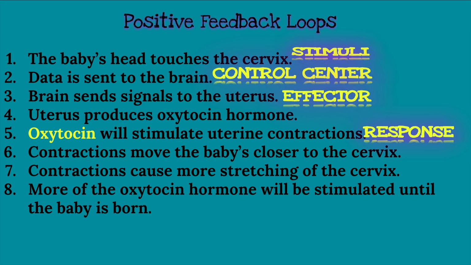Contractions will then move the baby's head closer to the cervix, and contractions will cause more stretching of the cervix. And remember, we said that a positive feedback loop will result in more of a product. And in this example, the product is going to be the oxytocin hormone, which will lead to more contractions until the baby is born. So as you can see in the positive feedback loop, the body isn't trying to decrease the change in variable, it's reinforcing the change in variable. However, this feedback loop will still lead to the body reaching its normal state after the baby is born, but the body can't give birth to the newborn without increasing output, making this a positive feedback loop.